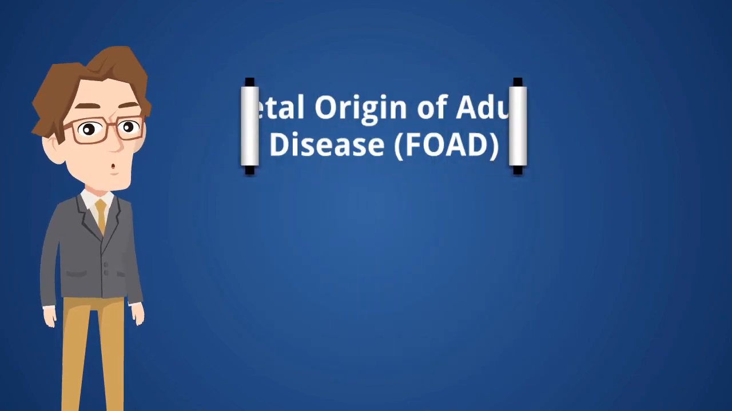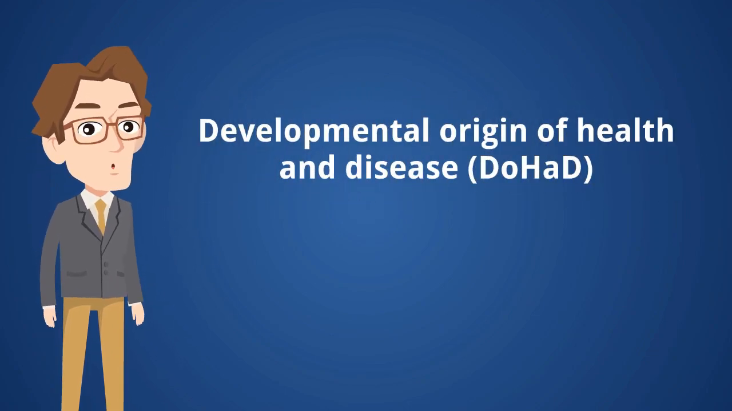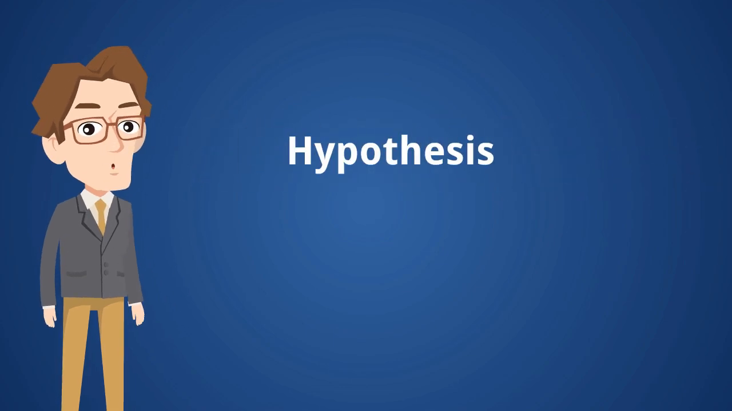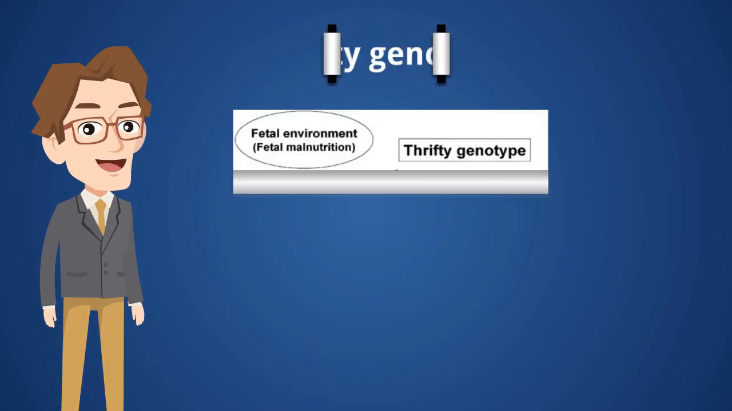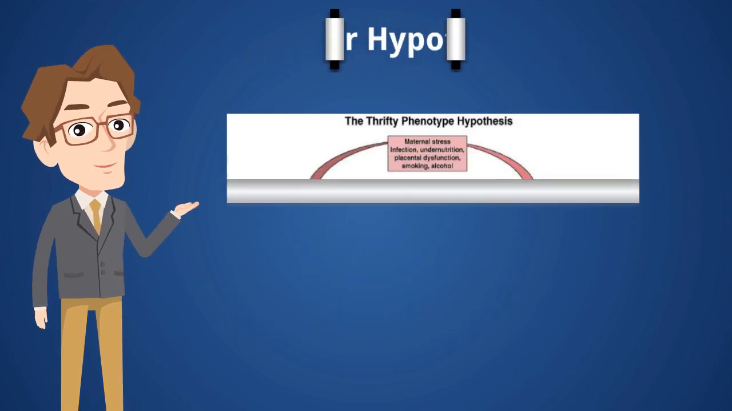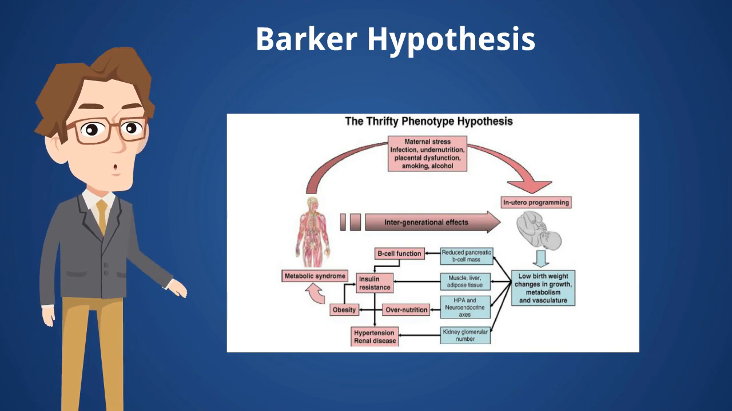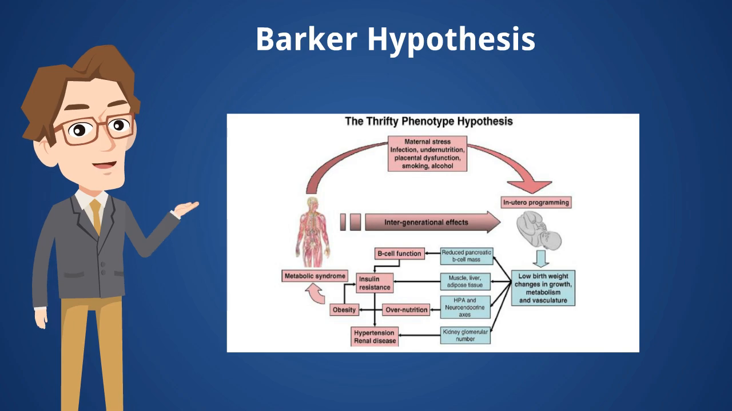This was known as fetal origin of adult disease, and recently the term FOAD has been replaced with developmental origin of health and disease. The three different hypotheses proposed for this causal relationship are the fetal insulin hypothesis and MODY genes, thrifty genotype and thrifty phenotype, and Barker's hypothesis. The Barker hypothesis is the most accepted theory for DOHaD. These IUGR infants develop a number of adult diseases in their lifetime.